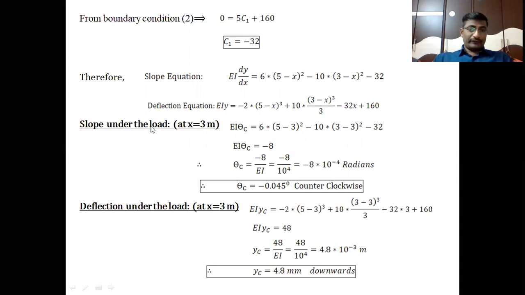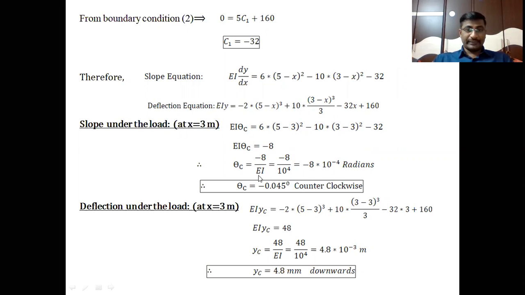So after substitution of 3 meters in place of x in the slope equation, this is the slope equation. EI in place of dy by dx, I wrote theta. At C, means the slope at point C, EI theta C is equal to 6 into 5 minus 3, in place of x we substitute 3 meters, 5 minus 3 whole square, minus 10 into 3 minus 3 whole square, minus 32. So 3 minus 3 is 0, this term will become 0. After calculating, 5 minus 3 is 2, 2 square is 4, 4 into 6 is 24, 24 minus 32 is minus 8. So EI theta C is equal to minus 8.